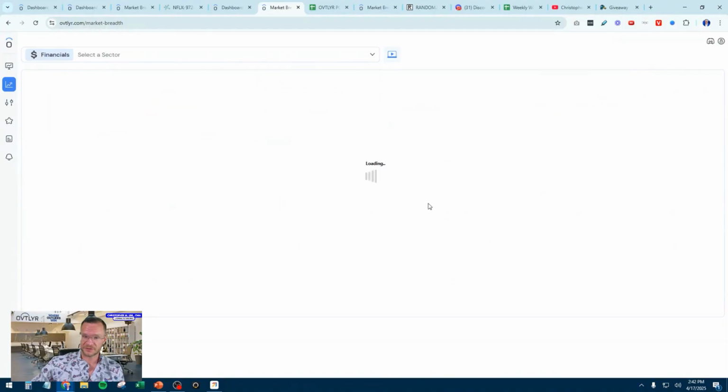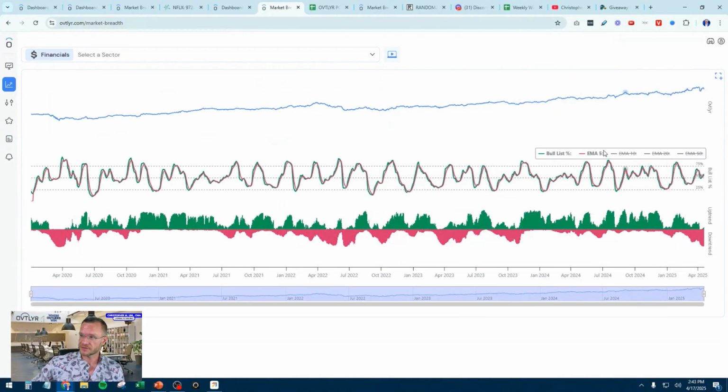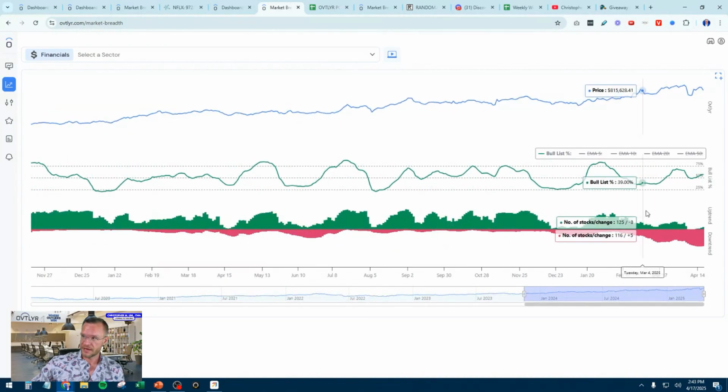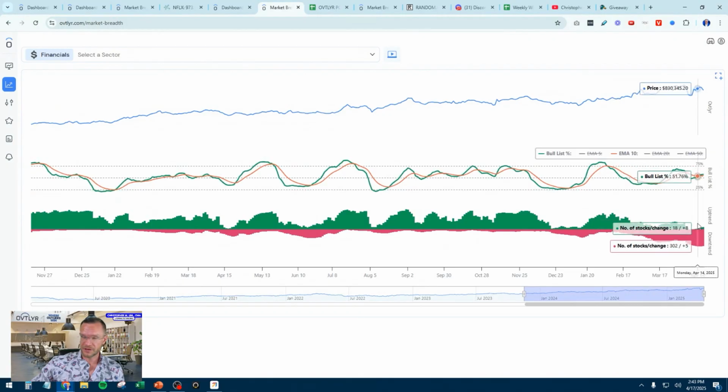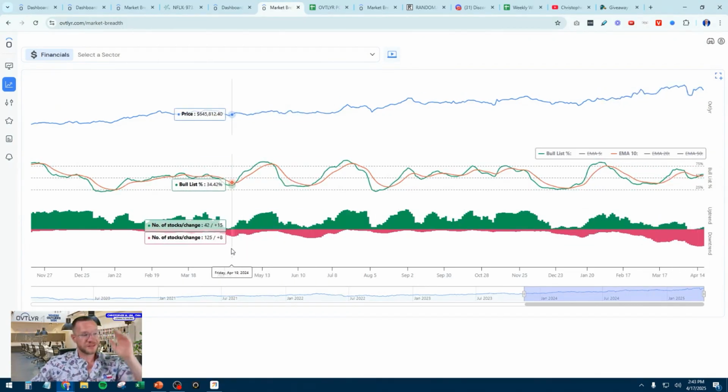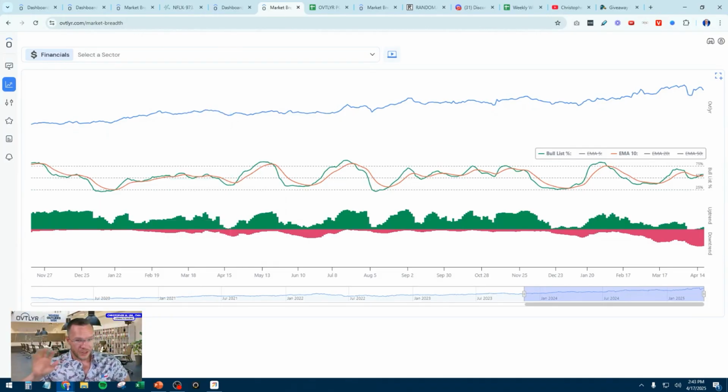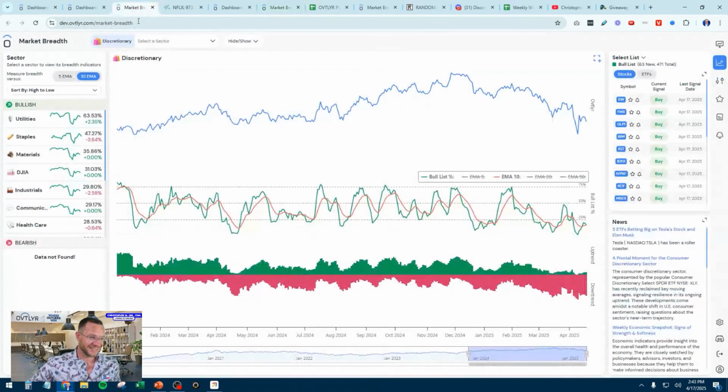So if I go to financial sector, we can see, hey, you know what? Actually, scroll over here. Actually, this is getting more bullish. Did it have a crossover yet? Oh, looks like it might have crossed over yesterday. Cool. How would you like to know all the sectors all at once, all in one place? We got it. This is really cool.